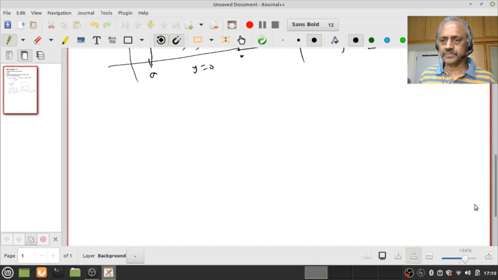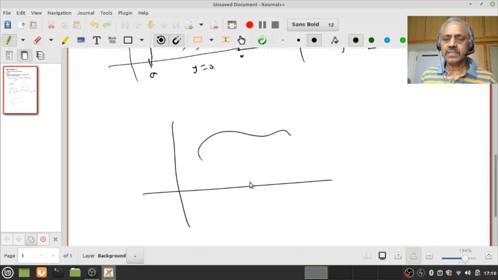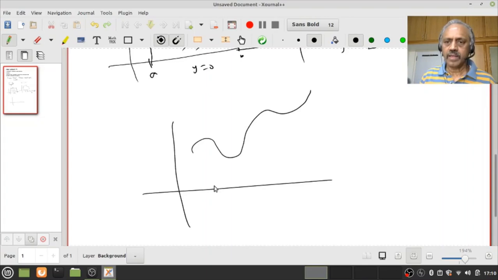Suppose I have something like this. Maybe I should draw a better picture. I'm not very good at drawing, even on board, and here it is slightly more difficult for me. But let me just say like this. Suppose I want to find the area up here. What is the easier way of doing it?